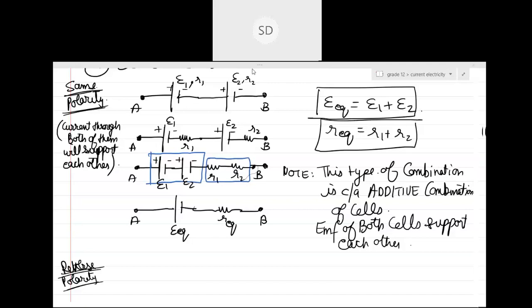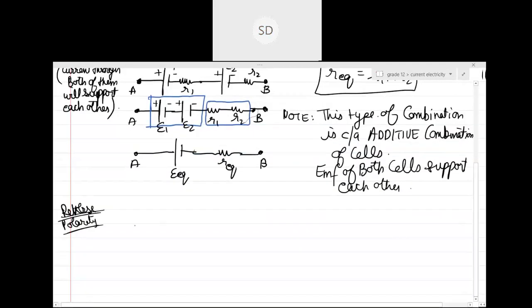Okay. So let's try to do the subtractive combination of cells. A subtractive combination is basically reverse polarity. Suppose you have E1 comma R1 and this is E2 comma R2. Can you see two cells in reverse polarity like this? Reverse polarity basically means what?